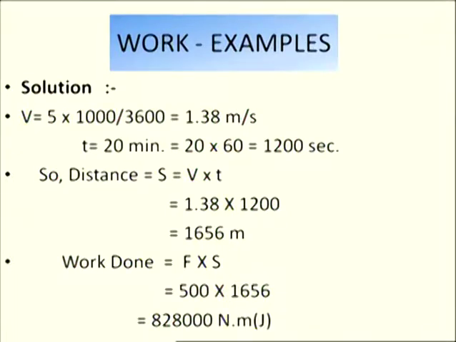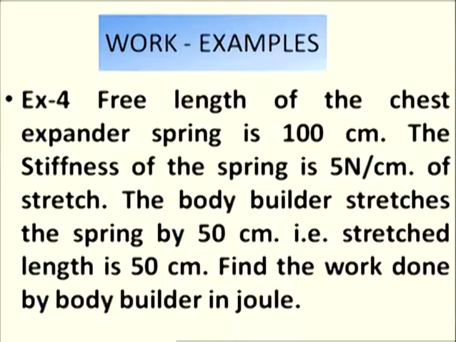So let us take another example. Free length of a chest expander spring is 100 centimeter, the stiffness of the spring is 5 Newton per centimeter of stretch. The bodybuilder stretches the spring by 50 centimeter, that is the stretch length is 50 centimeter. Find the work done by bodybuilder in joule. So very interesting example. So it is the example of spring now.